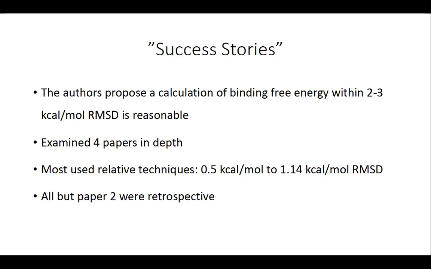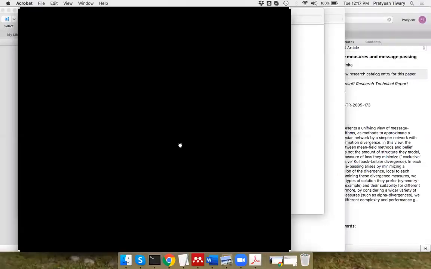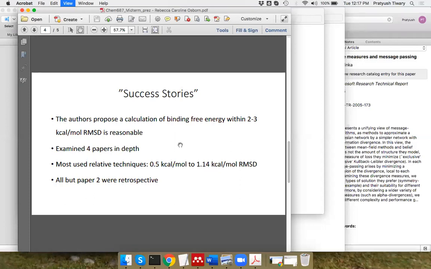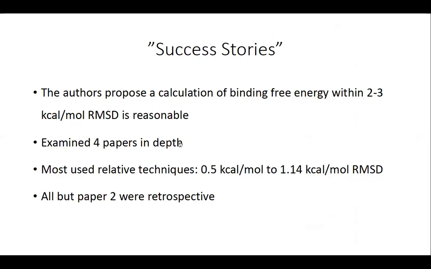One of the papers was a prospective study and did show significant potential for the alchemical method with binding free energy calculations within 1.1 kcal per mole of experimental results. But in large, all the papers, even the one that used the absolute method, demonstrated results with feasible room for improvements and movement towards implementing alchemical methods for computational drug design modeling. Right, that's it for me. Thank you.